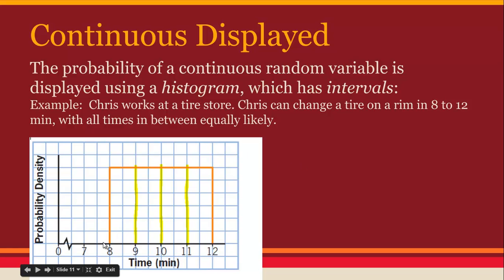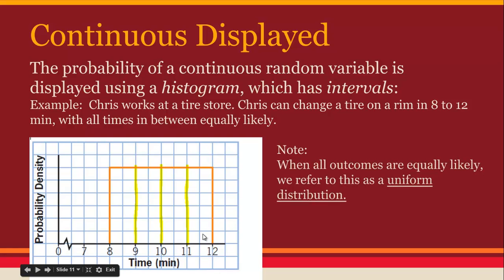Chris can change tires from 8 to 12 with all times totally equally likely. So the probability that we're going 8 to 9 is the same as we go 9 to 10, is the same as we're going to go 10 to 11. So note, when all outcomes are equally likely, we refer to this distribution as uniform, just like we referred to it in the last unit as uniform. Except before we did a bar graph, like 1/6 was the probability of flipping the different coins. That was a uniform distribution. This is also a uniform distribution, but it's in a histogram and it's continuous. So we can still use the same language as uniform. Okay.